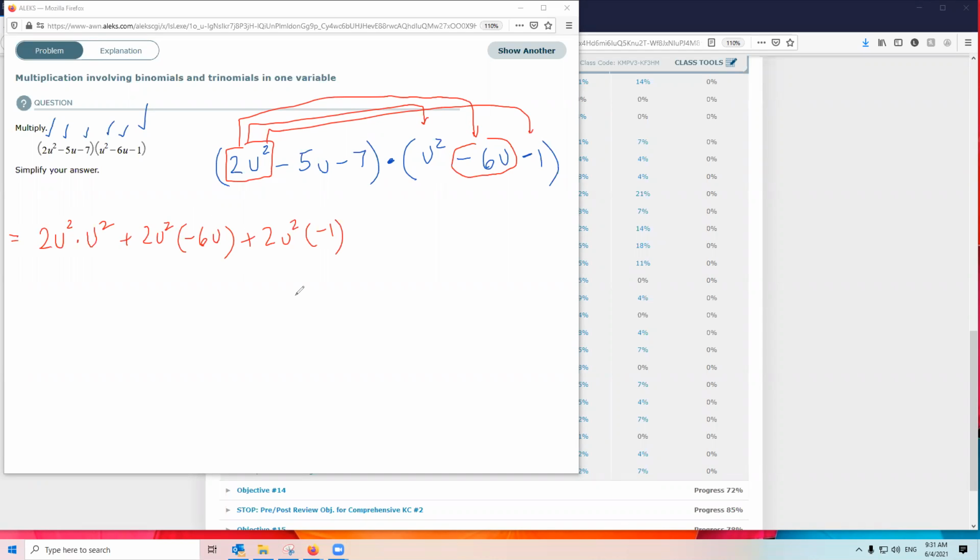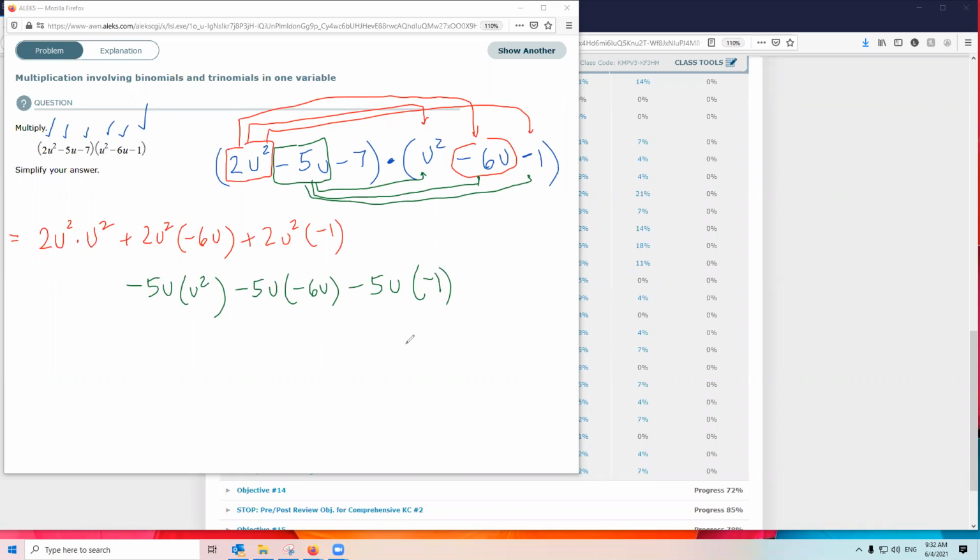All right, let me keep going. Now I'm going to go here. I'm going to think this is negative 5u. And negative 5u is going to multiply each of these expressions. So this is going to be negative 5u multiplying u squared, negative 5u multiplying negative 6u, and then negative 5u multiplying negative 1.